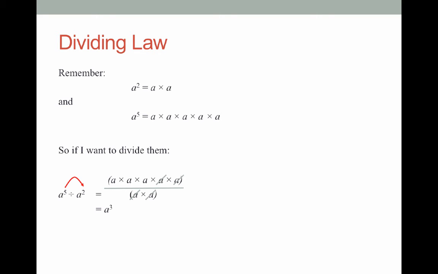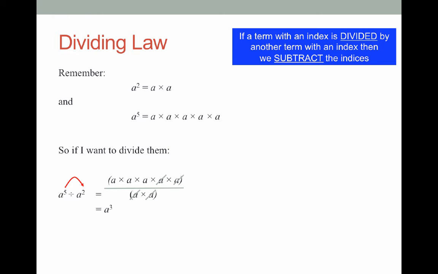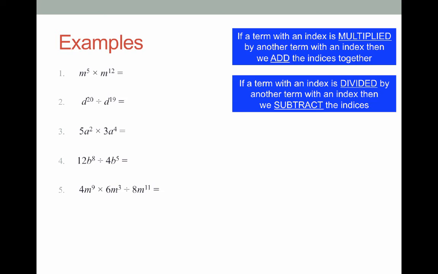Now what do you notice about the relationship between the powers in the question and the power in the answer? And if you said that 5 take away 2 equals 3, well, that's the rule that we're looking at for the dividing law. That is, if we have a term with an index and it's divided by another term with an index, then we're going to subtract the indices. Now we're going to take those rules and apply them to 5 examples. I'd like you to pause the video, write down the examples, and see what you can come up with for these questions.